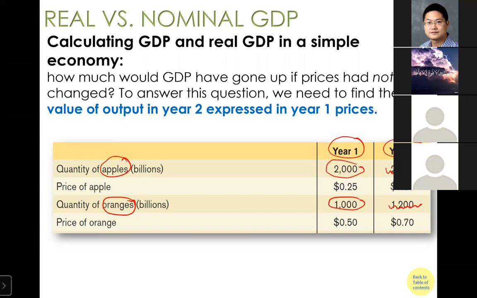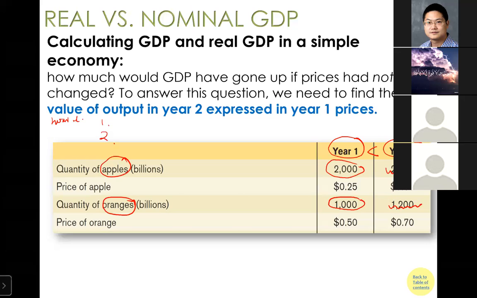So if you only compare the numbers, we can say that in year two you produce more in both terms. That gives you a sense that there's economic growth. But we need to understand to what extent the economy grew, and this largely depends on how we calculate the market value of our GDP. Okay, so let's start with nominal GDP. Let's put it on the top: nominal GDP, year one and year two.